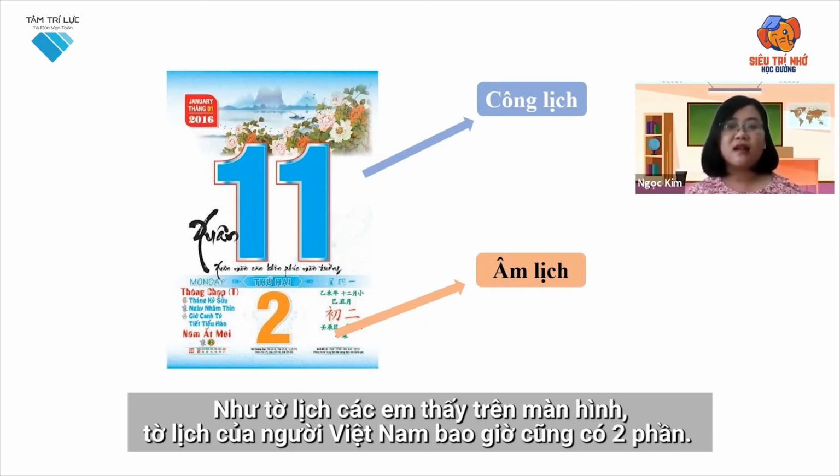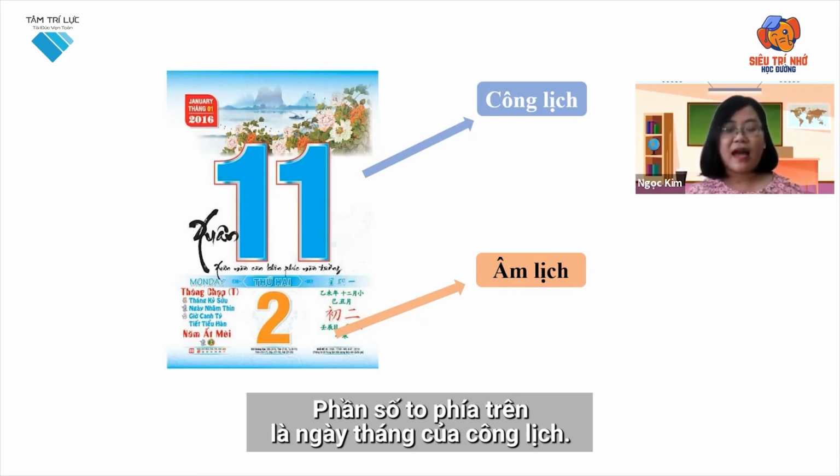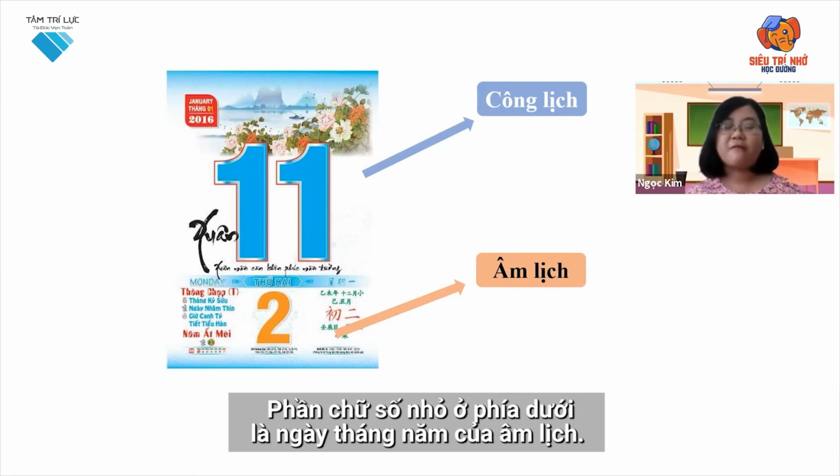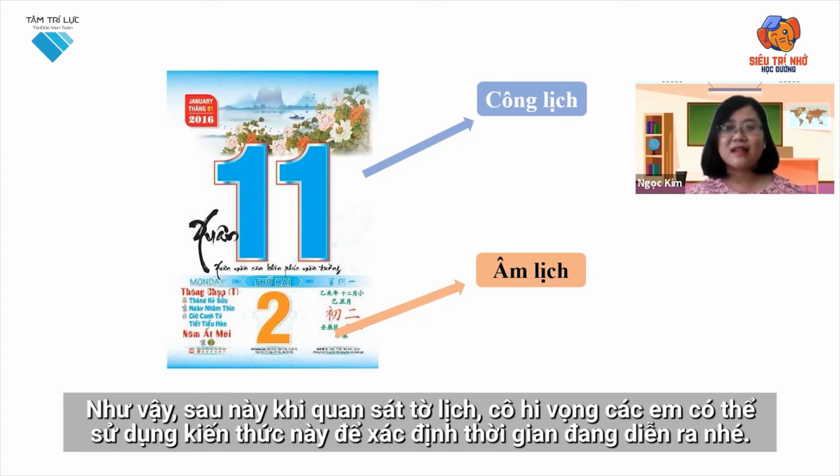Like the calendar you see on the screen, the Vietnamese calendar always has two parts. The large number above is the date of the Gregorian calendar. The small number at the bottom is the lunar month and year. So when you look at the calendar from now on, I hope you can use this knowledge to determine what time is happening.